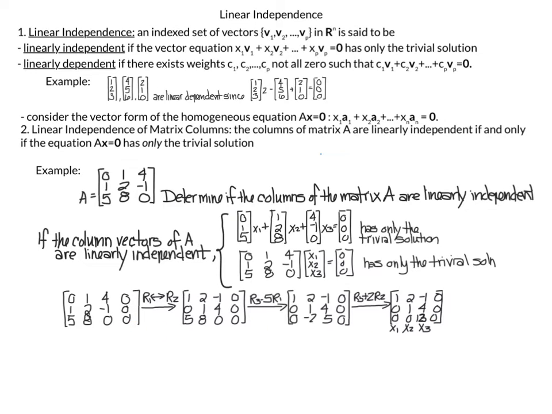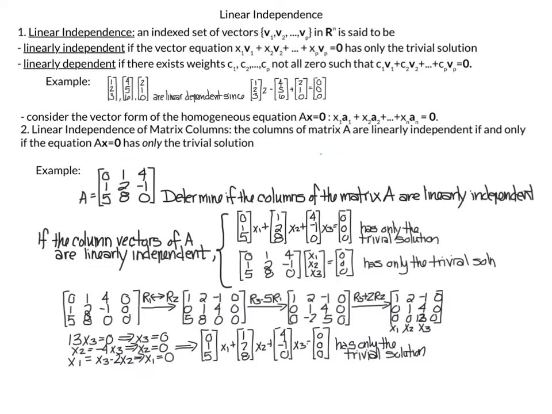Row reduce that to get 1, 0, 0, 2, 1, 0, negative 1, 4, 13, and 0, 0, 0. And what that tells us is 13 times x3 is equal to 0. In other words, x3 must equal 0. Then we're going to get x2 equals 0 and x1 equals 0. So in other words, this vector equation has only the trivial solution. Also, the matrix equation has only the trivial solution.